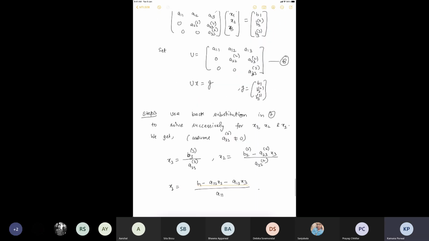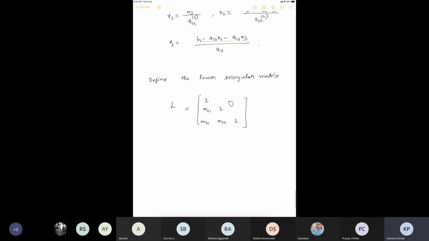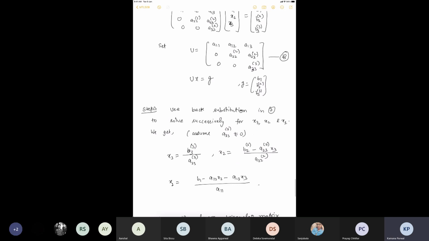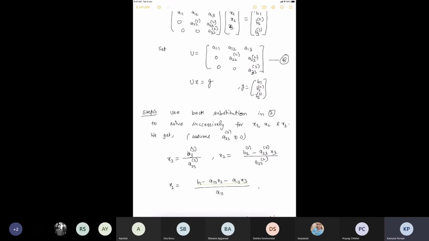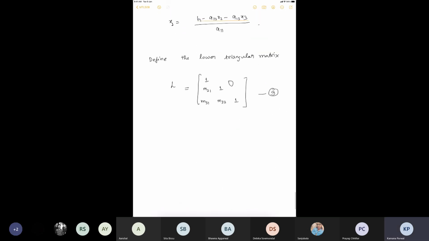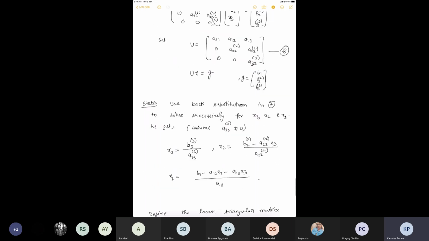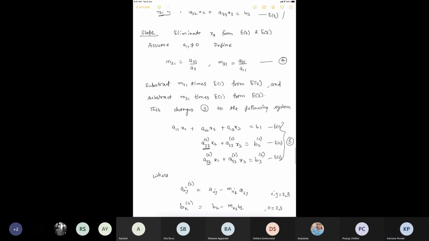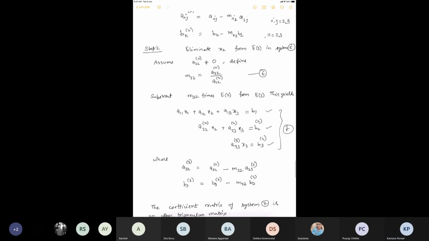So we have this matrix U here in 8, and let's call this 9. So if you just multiply these two matrices, that is, if you consider L into U, you can observe that you will get back A. Okay, so this is just an observation you can make. So here M21, M31, and M32, they are defined in these equations, which are 4 and 6.